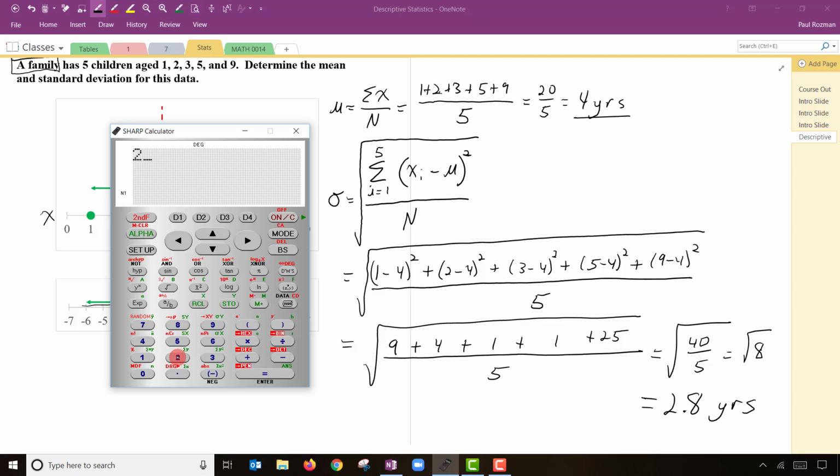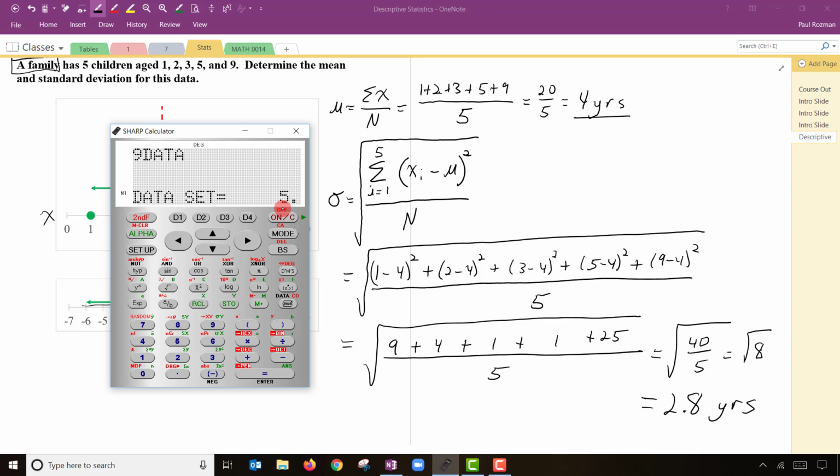And then I hit 2, and then data. And now my data set has 2 values. 3, data. The next kid was 5, data. And then the last kid was 9, data. Everyone forgets to hit the data button on the last one. So it shows that I have 5 values in my set.